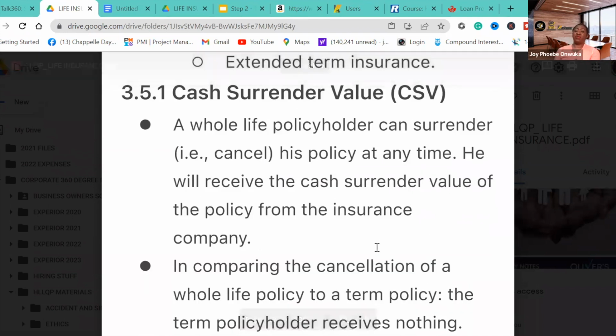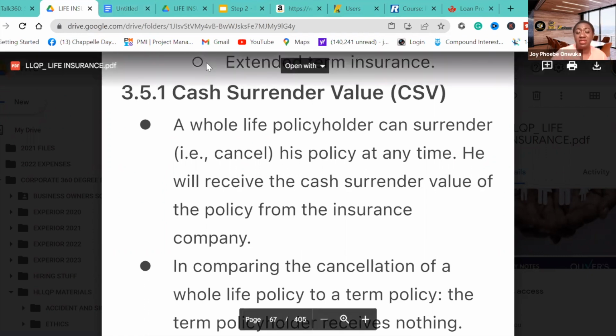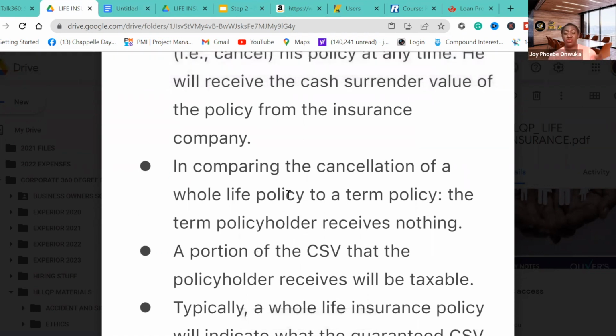Okay. A whole life policy can be surrendered or cancelled. A whole life policyholder can cancel or surrender his policy at any time. He will receive the cash surrender value from the insurance company. The cash surrender value is the accumulated fund in the policy. So now when this policyholder chooses to cancel or surrender his policy, all the cash value that has been accumulated in that plan will be sent to the policyholder. In comparing the cancellation of a whole life policy to a term policy, the term policyholder receives nothing. A portion of the cash surrender value that the policyholder receives will be taxable.